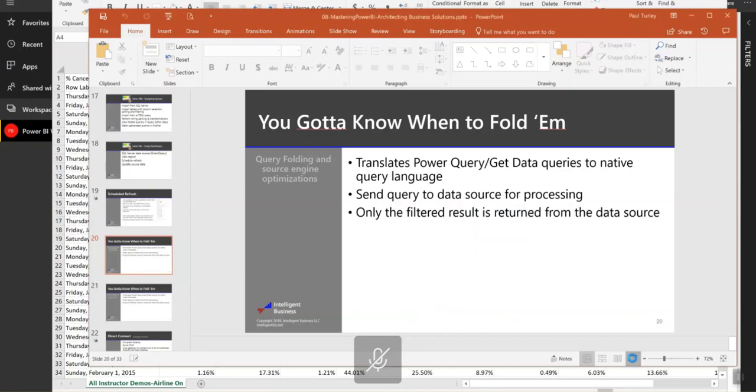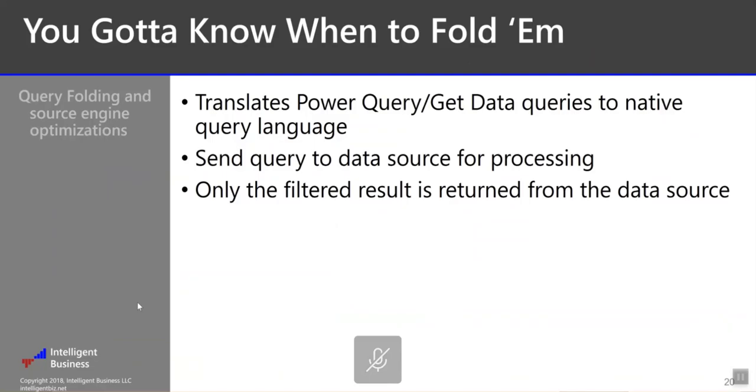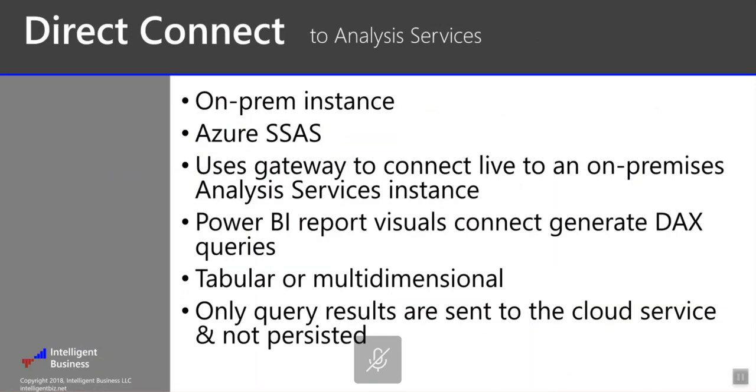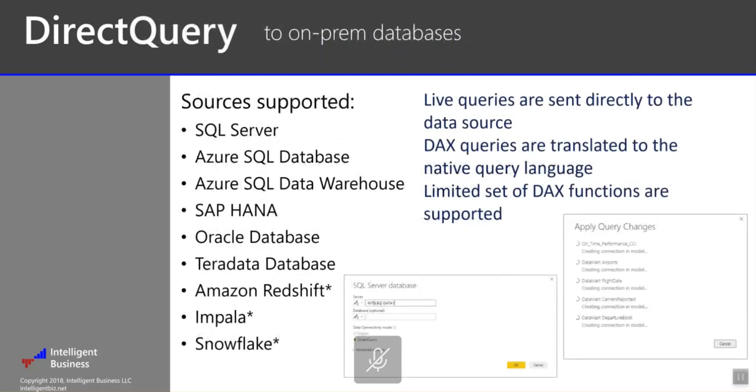All right. Well, with that, I'm going to do a little bit of summary. So query folding is what we were talking about. Direct connect to analysis services. That's really my go-to. Typically, when we need to graduate from Power BI cached models into either an on-premises or enterprise scale data modeling technology.